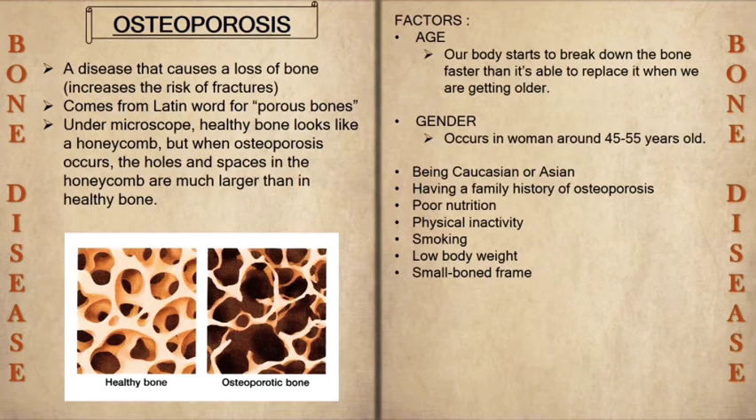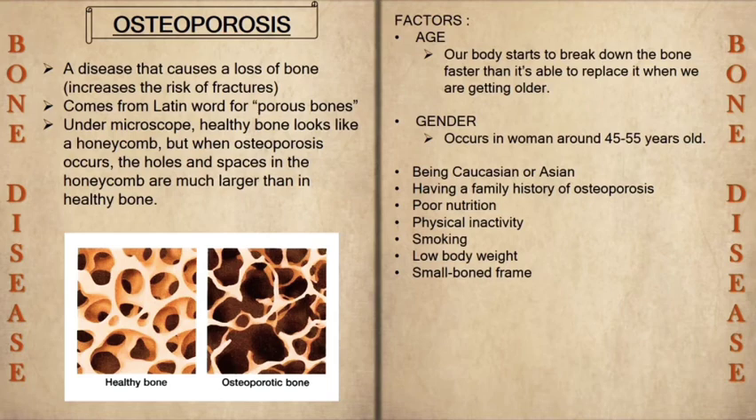There are many factors for osteoporosis. One of them is age. The older you get, the greater your risk of osteoporosis. When you are in your 30s, your body starts breaking down bone faster than it is able to replace it. This leads to bone that is less dense and more fragile, thus more prone to breakage.